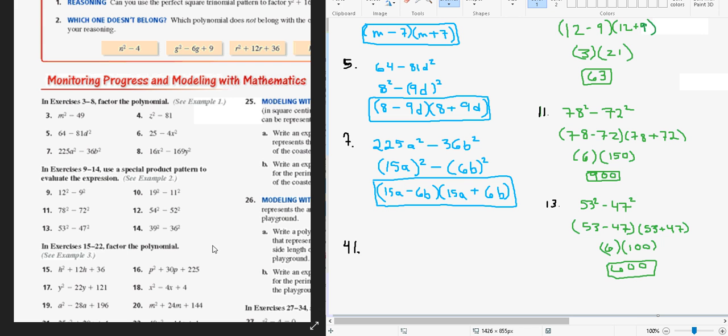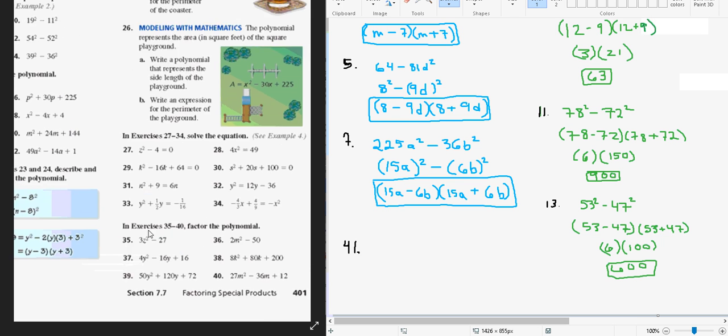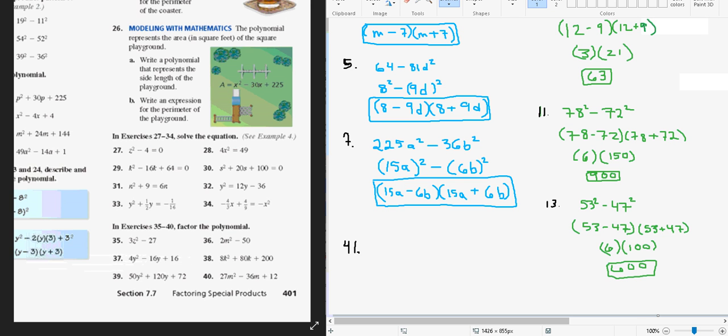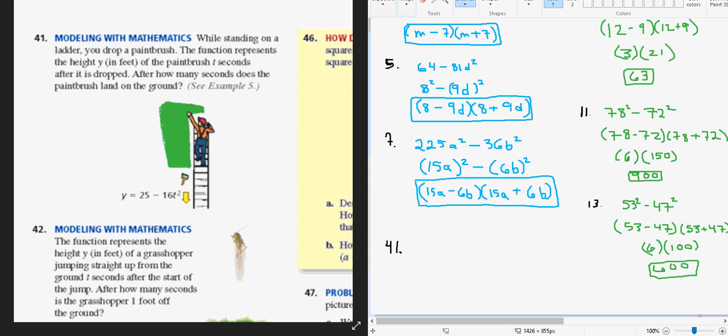All right, so on 41, let's scroll down here. On 41, you have an equation that you're going to be seeing quite a bit in Algebra 2. It's talking about the effects of gravity on some object. So just by looking at this equation, I'm thinking, okay, it's starting at 25 feet, and it's losing some height based on gravity. This is 16 feet per second per second. So this is gravity's pull on that object. We're going to be seeing that a lot as we move forward.